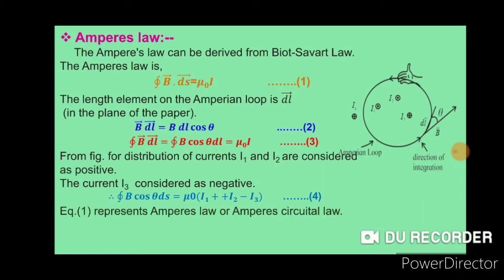The current I4 is not within the Amperian loop. As the integration is over a full loop, the contribution of I4 to B cancels out. Therefore, equation 1 represents Ampere's law or Ampere's circuital law, that is, the integration of B into dl over the closed loop is equal to mu 0 into I.